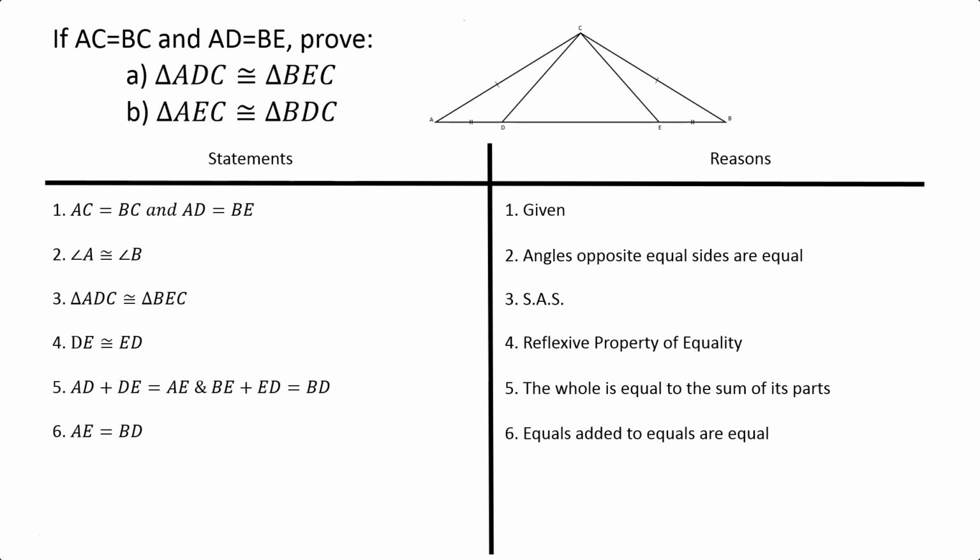And finally, we have our last step, which is proving that the second set of triangles are equal and congruent according to side angle side.